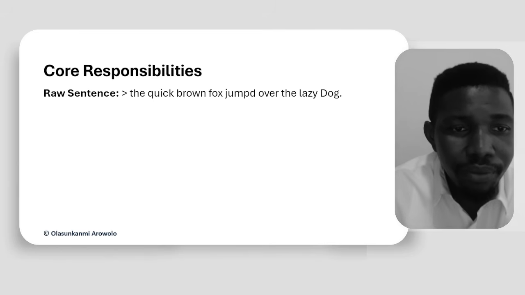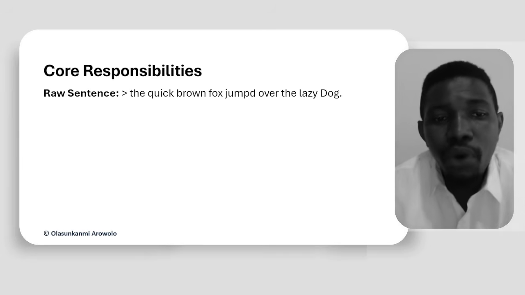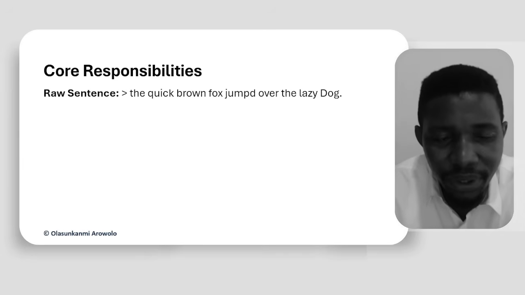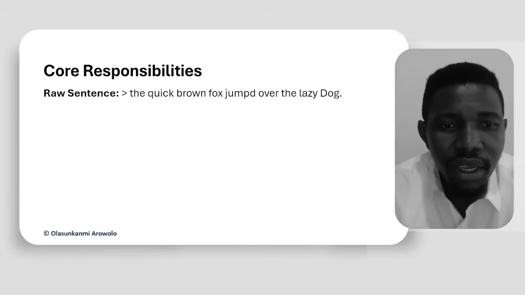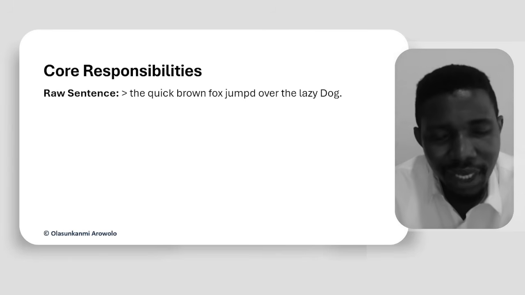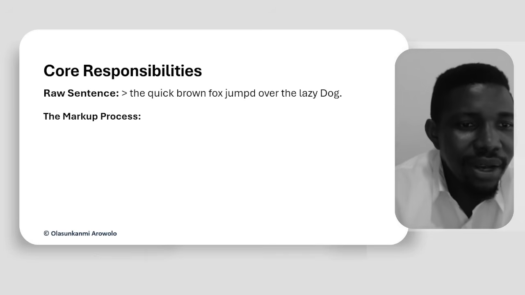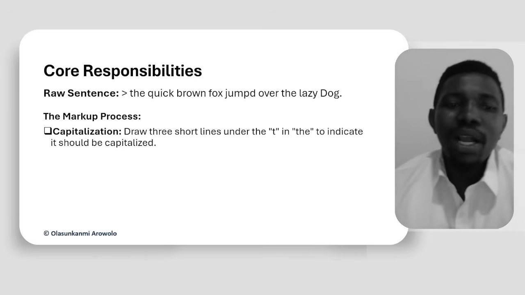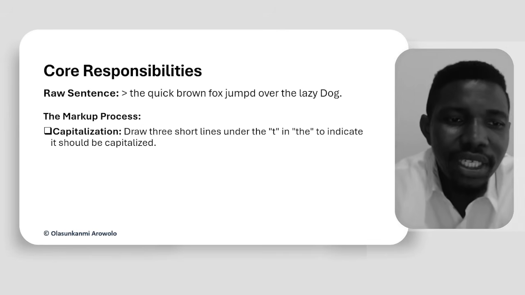A quick brown fox jumped over the lazy dog. Now, the markup process will be to look out for the capitalization. The D is the beginning of the sentence.